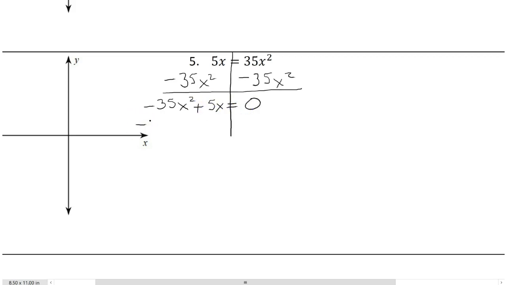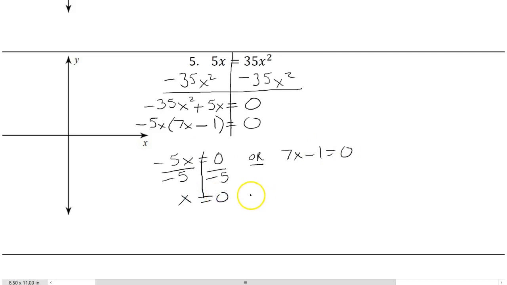Factor out the greatest common factor. Negative 5x times 7x minus 1 equals 0. Write 2 equations. Negative 5x equals 0 and 7x minus 1 equals 0. The 2 solutions are x equals 0 and x equals 1/7.